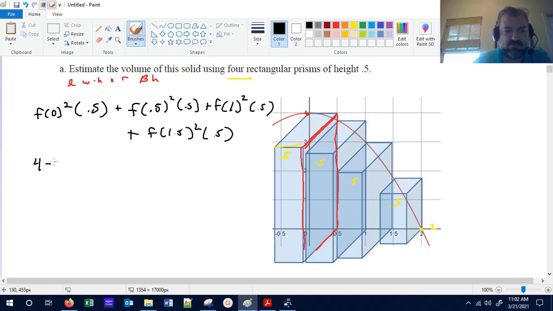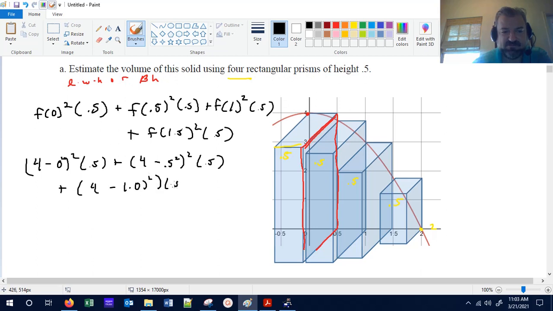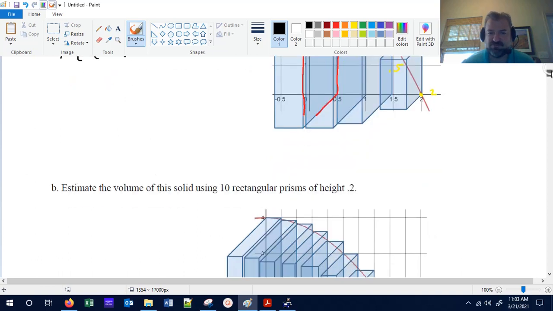So this ends up being 4 minus 0 squared times 0.5 plus 4 minus 0.5 squared times 0.5 plus 4 minus 1.0 squared times 0.5 plus 4 minus 1.5 squared times 0.5. And I'll let you type that in a calculator and go ahead and estimate the volume and see what you get. It won't be the real volume though, because we should be using smaller divisions. So let's take a look at another one.